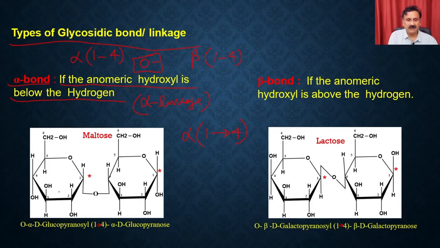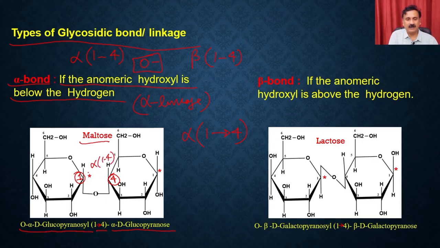So for example, in this case, this is maltose. What we have is the OH on the lower side, so this is the alpha form. If it reacts with another OH on the fourth position, this being the number one position, which is the anomeric carbon, and this the fourth position, then it is going to be called alpha-D-glucopyranosyl 1,4 alpha-D-glucopyranoside. So this is going to be an alpha 1,4 linkage.